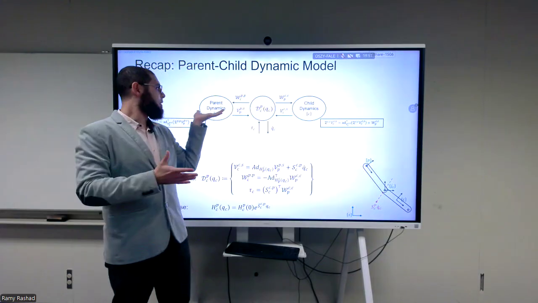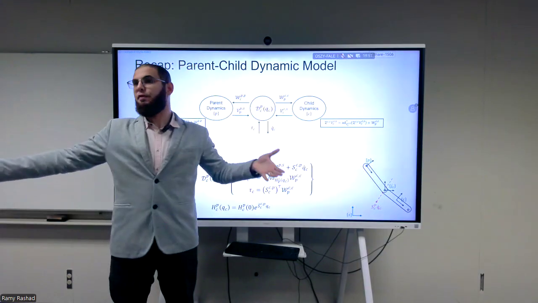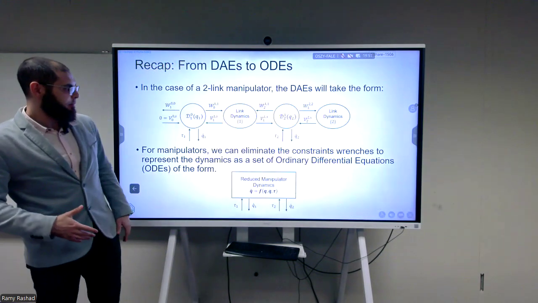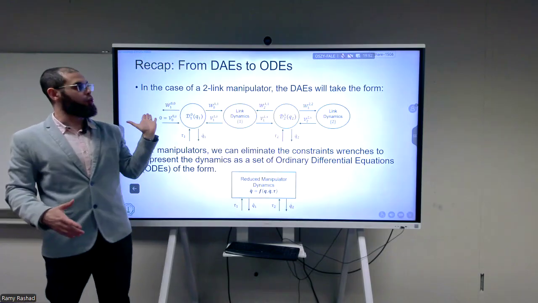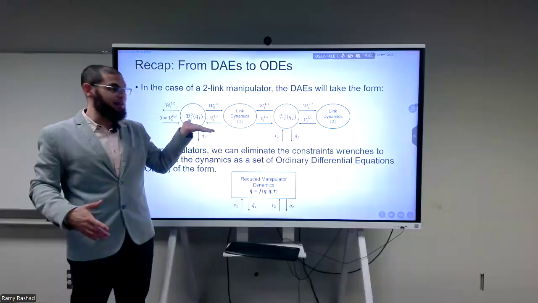If I connect the parent, the first one, to a fixed base, we're going to have what we call a fixed base manipulator that has only n degrees of freedom. So this is the picture for the 2-link manipulator. And in the end, we're going to have a set written like this.